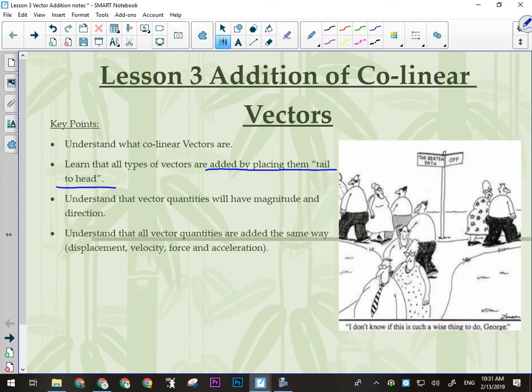All that changes is at the end, the units you put on. Okay, so if I had two forces together, the diagram would look the same as if I had two displacement vectors put together. All that would happen at the end is instead of meters, I would have newtons, okay, as my units. But from a vector standpoint, the math is identical regardless of what vector quantity you are adding.